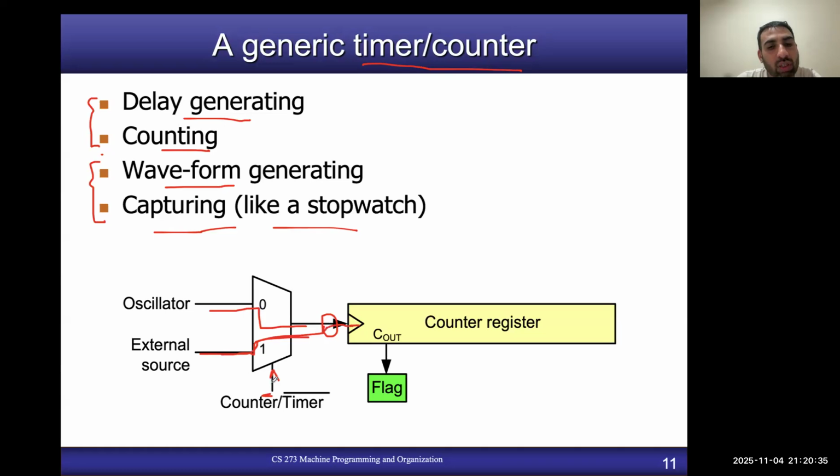But if your select line, a control signal, is 0, then your oscillator will be connected with the clock input of the register, and it will act as a delay generator. Everything else, the basic operation, is the same: whenever your positive clock arrives, the current value of the counter register will increment by 1. When it reaches the maximum, it will overflow and the flag will be set equal to 1. Okay, any questions?